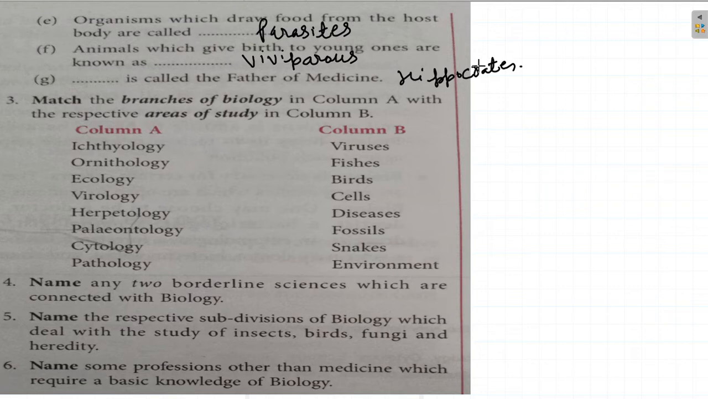Right, students? So, ichthyology, as I have told, fishes. So we can name them 1, 2, 3, 4, 5, 6, 7, 8. So ichthyology deals with fishes. So here we are going to write 1. This is related with 1.